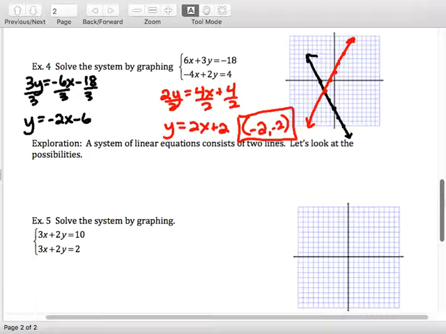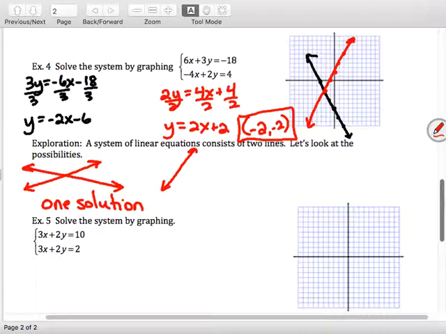All right, here's an exploration. A system of linear equations consists of 2 lines. Let's look at the possibilities. The first possibility is the 2 lines can intersect. Now, they can intersect perpendicular or slanted. When they do this, there's one solution. The second possibility is the 2 lines are parallel and there's no solution.